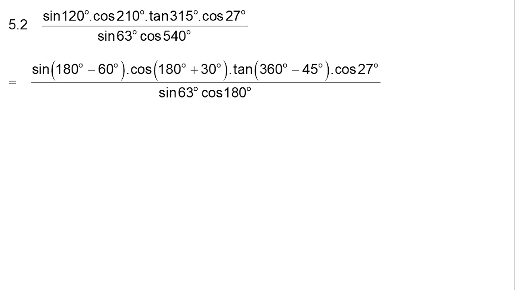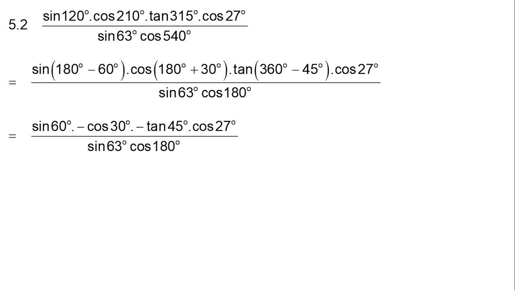540 is greater than 360, so you say 540 minus 360. So if you simplify here, sine is positive in the second quadrant, cos is negative in the third, tan is negative in the fourth. And when you say 540 minus 360, you get 180.